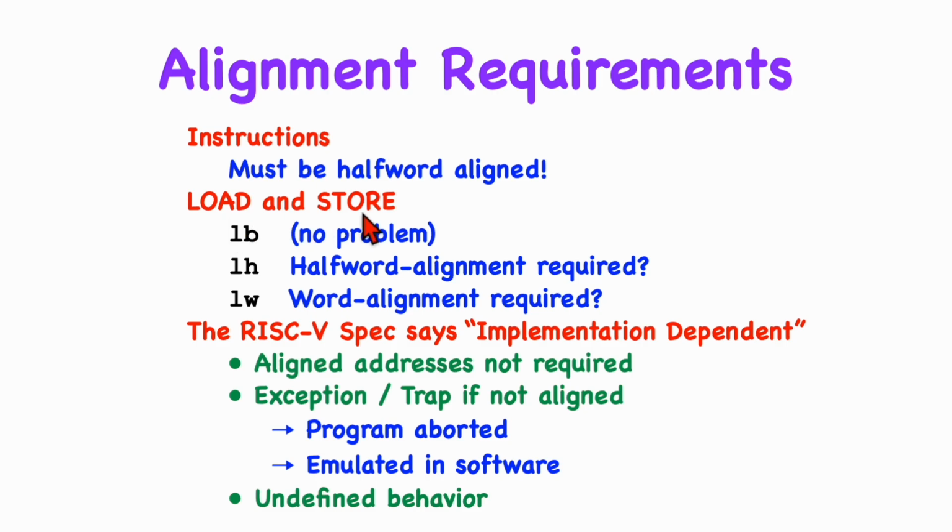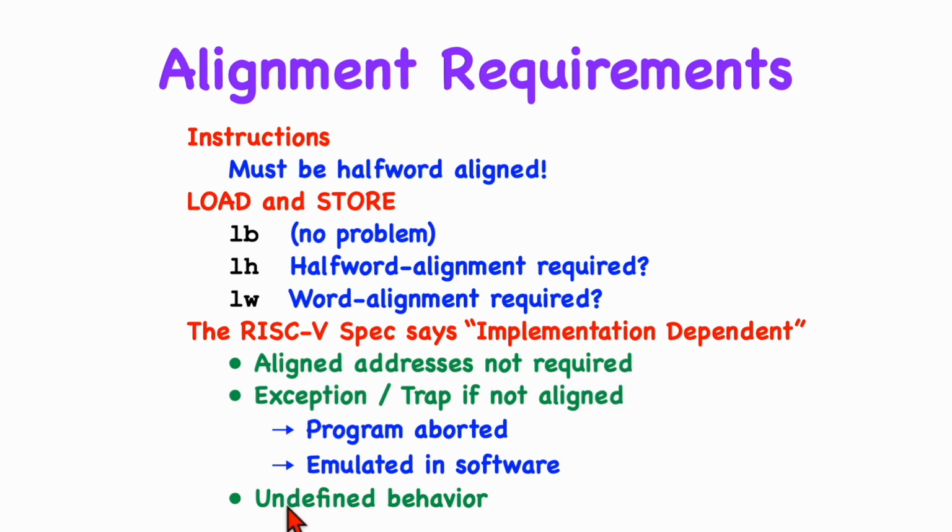As far as load and store instructions go, for byte-sized operations, there's really no problem. Any address can be used for a load byte or store byte instruction. But for a load half word or store half word, do we require that the address be properly half word aligned? And for word operations, do we require word alignment? Well, the RISC-V specification says that this question is implementation dependent. Of course, properly aligned addresses will work, but what about addresses that are not properly aligned?